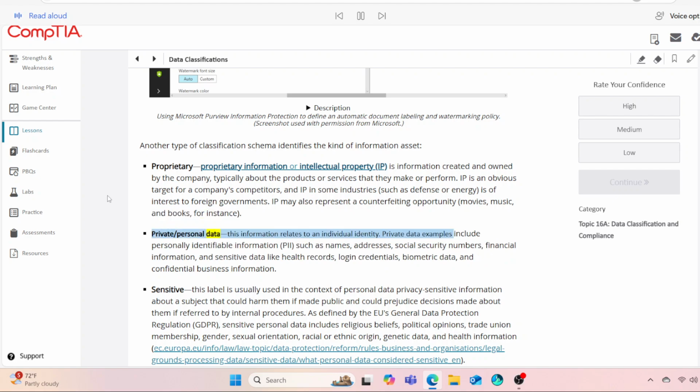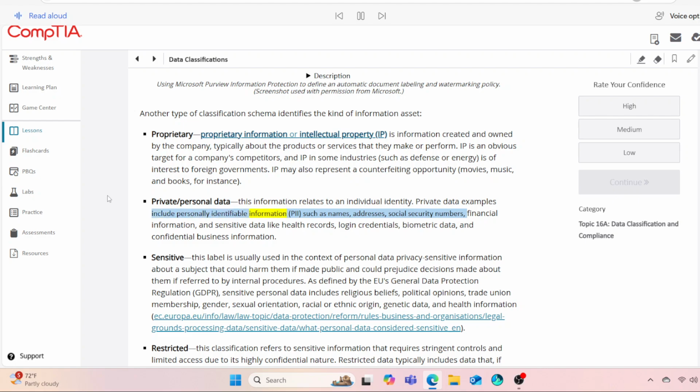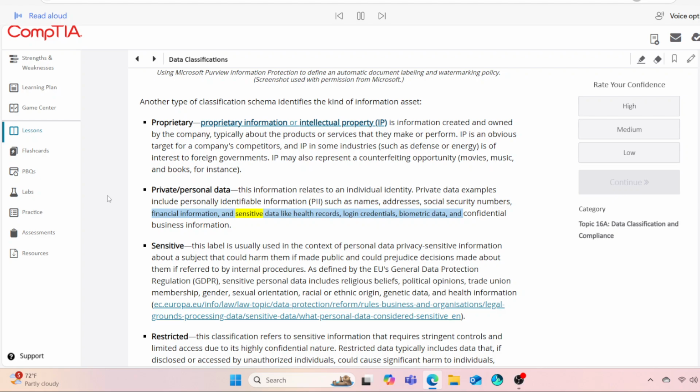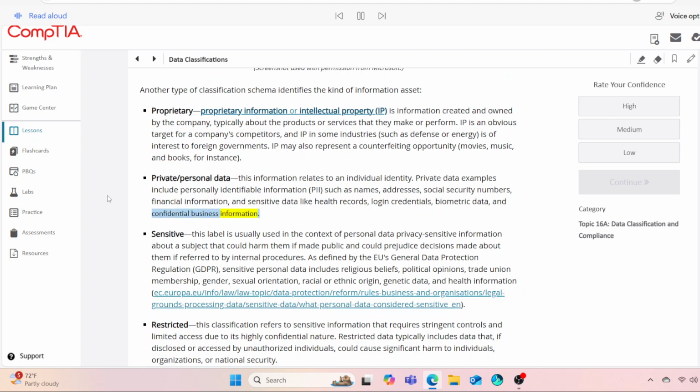Private/personal data. This information relates to an individual identity. Private data examples include personally identifiable information, PII, such as names, addresses, social security numbers, financial information, and sensitive data like health records, login credentials, biometric data, and confidential business information.